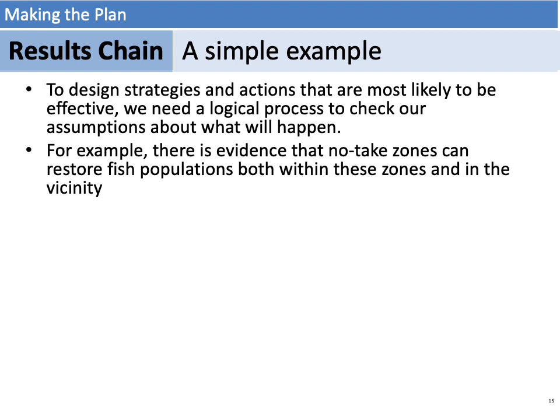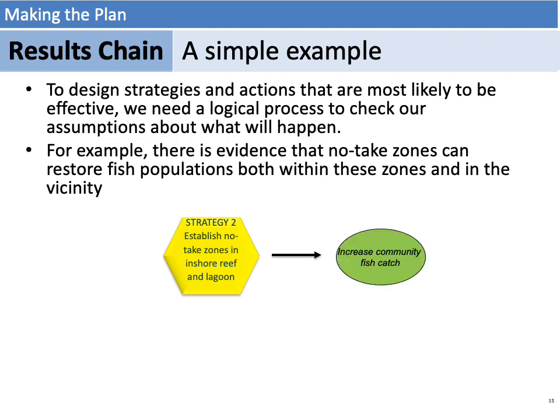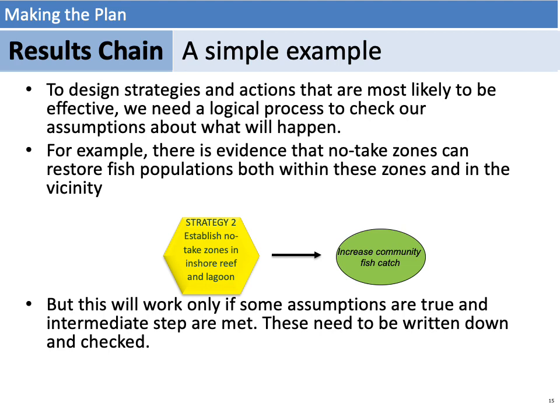To design strategies and actions that are most likely to be effective, we need a logical process. So, in this example, there's evidence that no-take zones can restore fish populations, both within these zones and in the vicinity. So we've got our strategy and our goal. But this will work only if some assumptions are true. These need to be written down and checked.